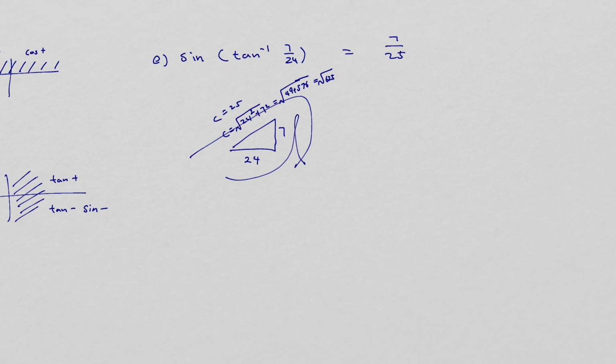Let's see if we can find the sign, right? So remember tangent has to be in either the first or fourth quadrant when it's inverse, right? And tangent is positive in the first quadrant. So this has to be the first quadrant. And in the first quadrant, your sine is also positive. So since you don't need to write the positive sign, it will be just 7 over 25.